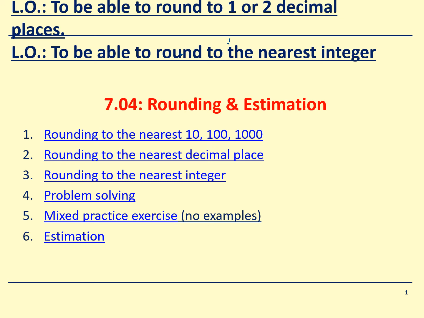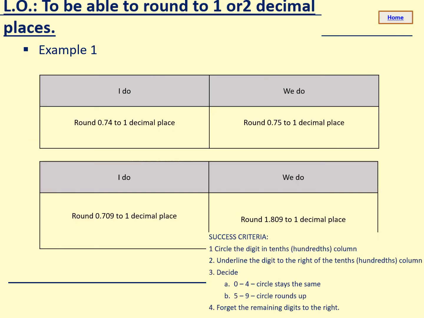Hello, my name is Miss Lass, and today we are going to learn how to round to the nearest 1 or 2 decimal places, and then we will learn how to round to the nearest integer. On the last lesson, we were rounding to the nearest tens, hundreds, or thousands. Today, we will do decimal places and nearest integer, and on next lesson, there will be problem solving and estimation. Let's begin.